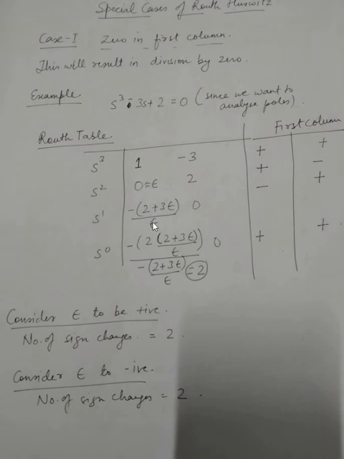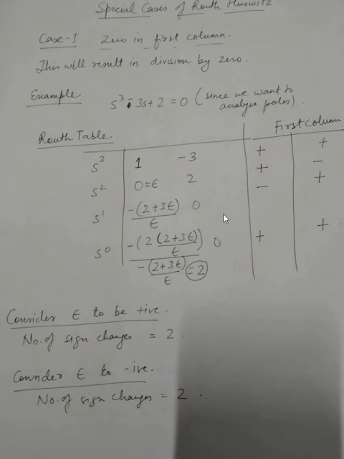So minus 2 by something positive will be negative. So there is a sign change here, and this is positive. So there are two sign changes, plus to minus and minus to plus. So there are two poles on the right hand side plane.